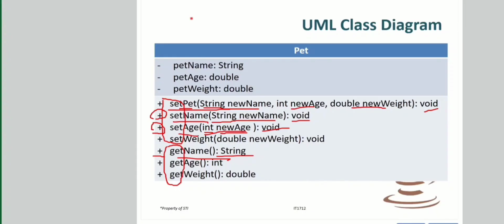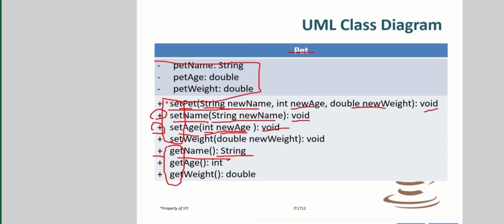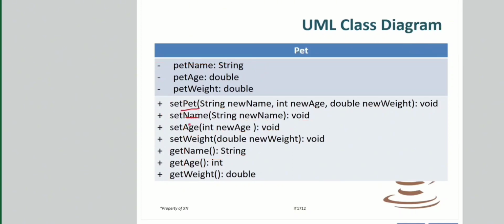So the name of the class is Pet, which is this one. And we have here private static string p name. So p stands for pet, so pet name. And we have private static int pet age, and we have private string sample. So this is our variable. And next we have all the methods. Added the set pet name and the age.